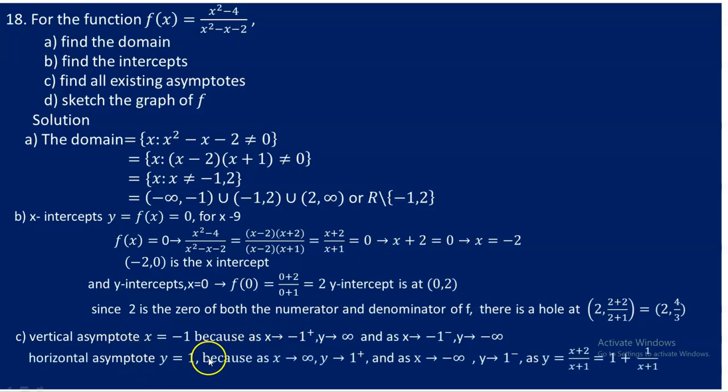The horizontal asymptote is going to be y equals 1, because as x goes to infinity, y approaches 1 from above, and again as x goes to minus infinity, y approaches 1 from below.